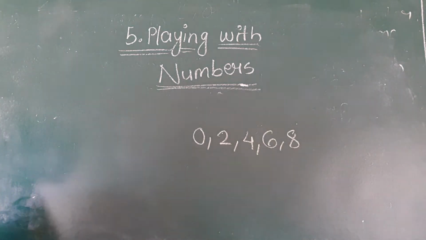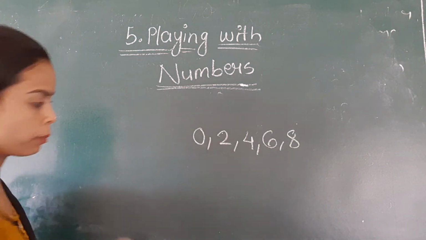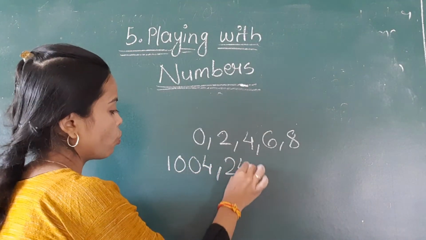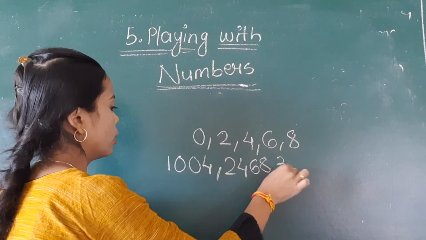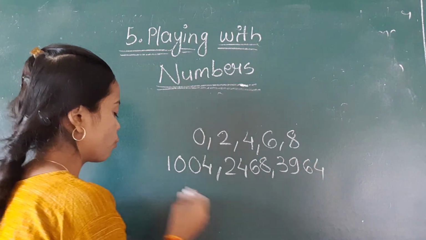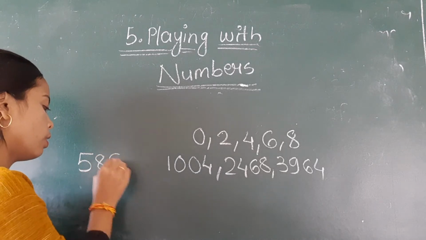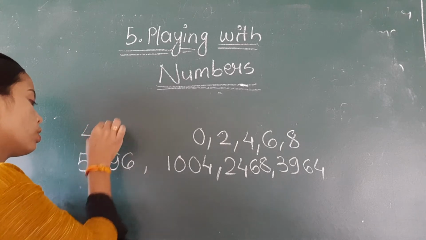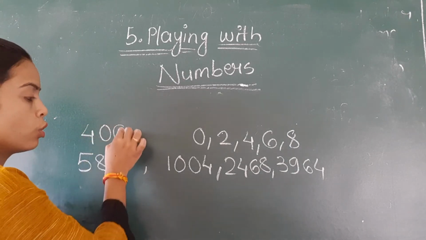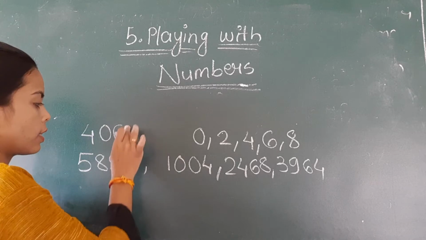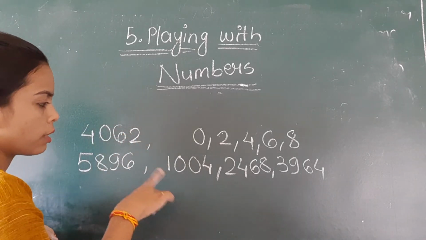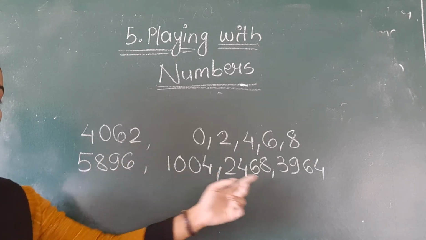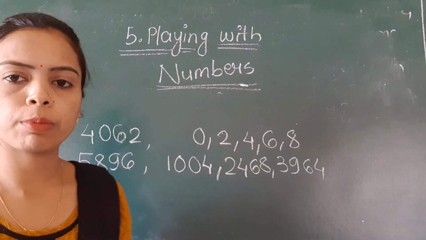For example, we are taking the examples for it, just like 1004, 24, 68, 39, 64, 58, 96 and 4062. ठीक है, all these numbers are divisible by 2 as their ending digits are 2, 6, 4, 8. Okay, so this is the divisibility for 2.